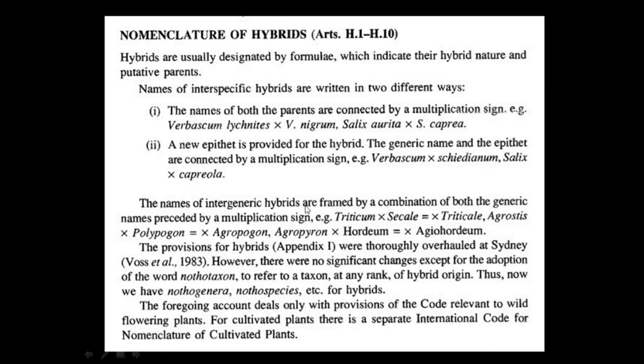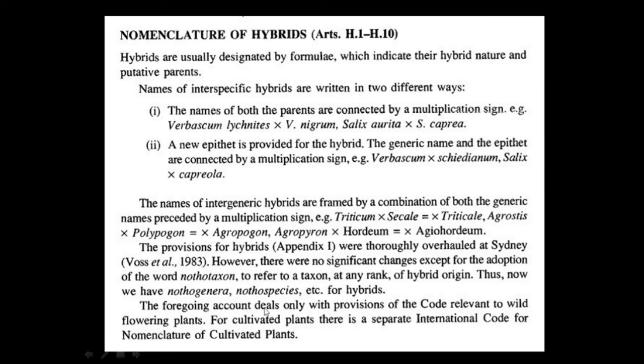The names of intergeneric hybrids, hybrids between genera, are framed by a combination of both the generic names, preceded by a multiplication sign indicating hybrid nature. For example, Triticum × Secale, the new intergeneric hybrid will be × Triticale. Agrostis × Polypogon, new hybrid genus × Agropogon. Agropyron × Hordeum, × Agrohordeum. Like that.